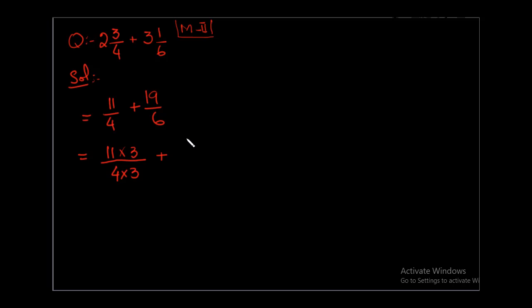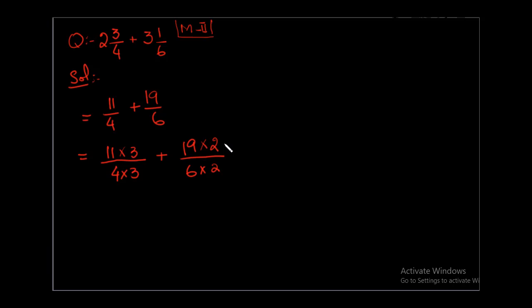In the case of 19 by 6, I would like to make 6 into 12, so I multiply 6 with 2, and the 2 will multiply with 19 too, because whenever we add or subtract in mathematics, and in division and multiplication, we multiply and divide the same number in the numerator and denominator. So I have multiplied 2 with the 19 and 2 with the 6.